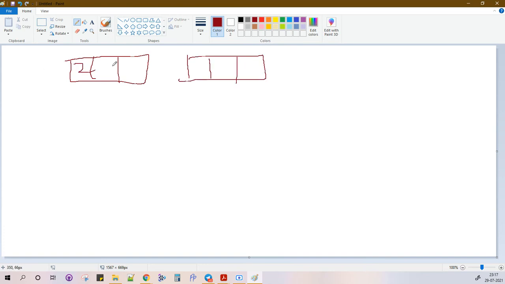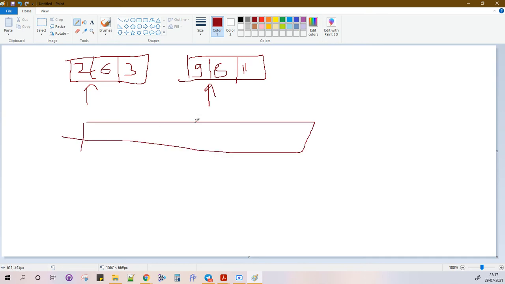If we have 2, 6, and let's say 3, 9, 8, 11, if it is not sorted, that's also fine. I will have just two pointers and will sort it. I will have the length of 6 and it would be sorted.